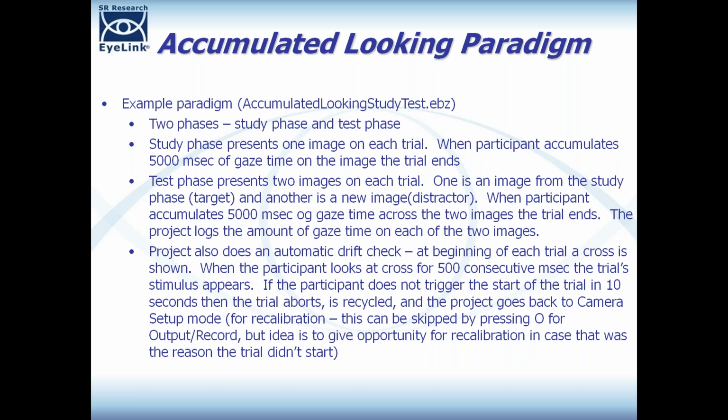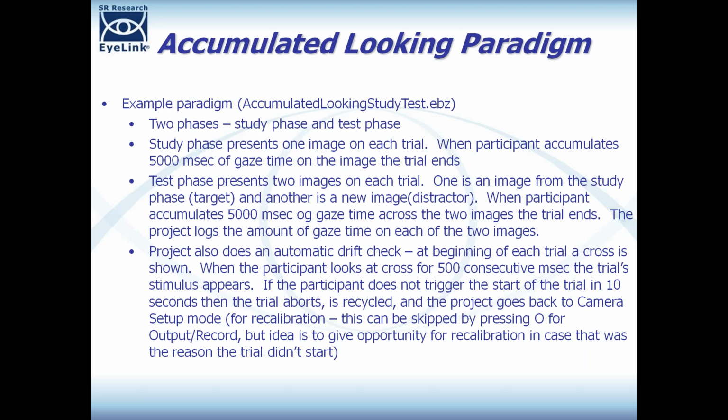And the idea here is that maybe the reason the trial didn't start was that there was some issue with the calibration, and so the eye tracker didn't think the participant was looking at the target when they actually were. But it could also just be the case that the participant was looking off and zoning out. And so in that case, when you get back to the camera setup, just keep in mind that you can always just press O to skip that recalibration and just start the next trial again.